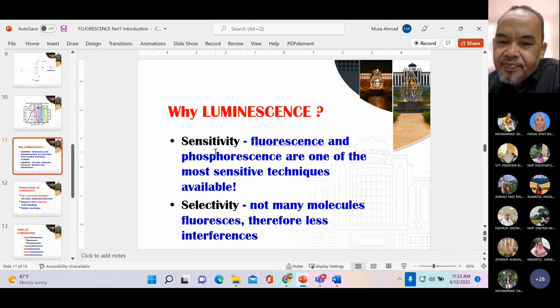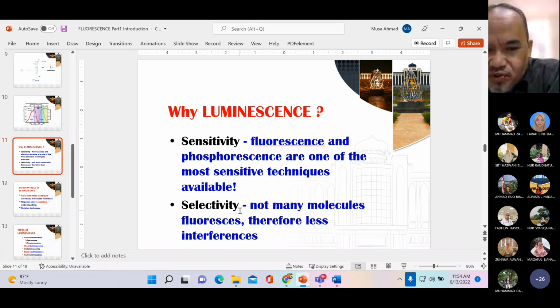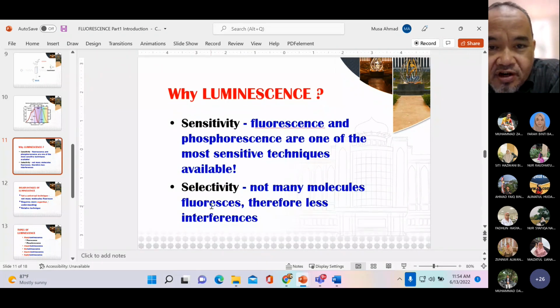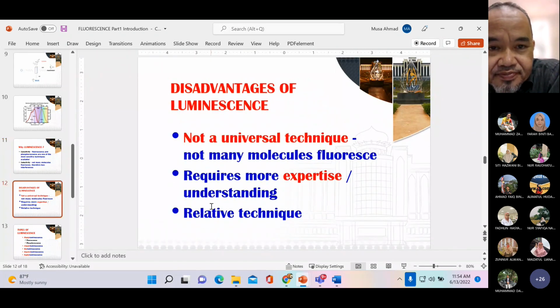If too many molecules can fluoresce, then every molecule that we determine is going to form its own fluorescent light. If that happens, we will encounter a situation whereby there are too many signals to be measured, so that would give disturbance or interference. So it's selective because not many molecules can fluoresce. This is actually a very important feature of the fluorescent method.